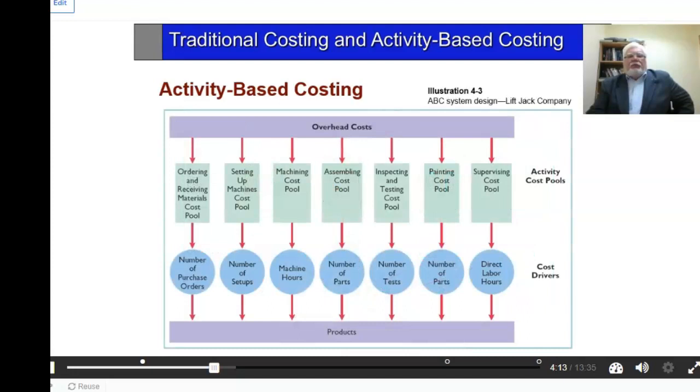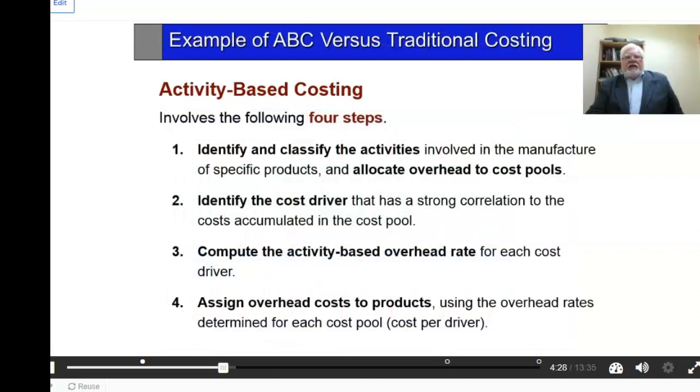Here's another overview. We have the overhead costs and we break it into seven different activity pools. And we then determine what drives the cost in each of those pools. Now, what would be best then is a demonstration. But the four steps: first of all, you identify the activities and you classify them. That is, you allocate the overhead into cost pools. Then for each pool, you determine what activity drives the cost. Then you compute an activity-based overhead rate, and then you assign the overhead cost using that rate for every activity that the product has consumed or used.